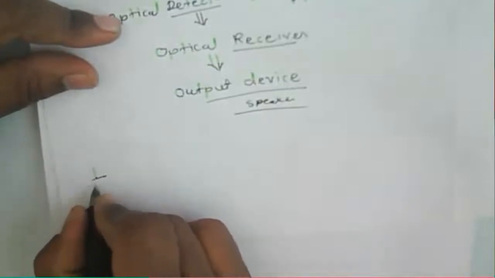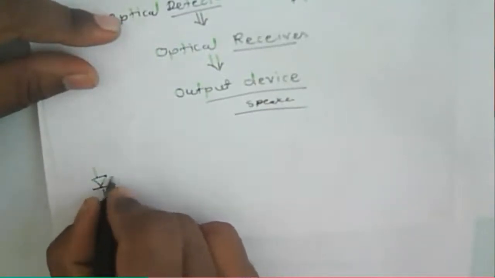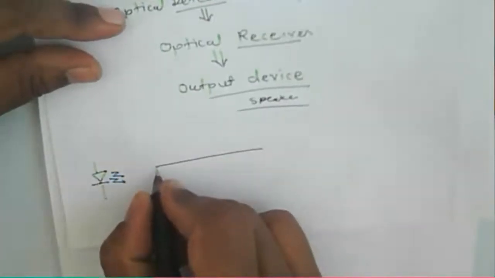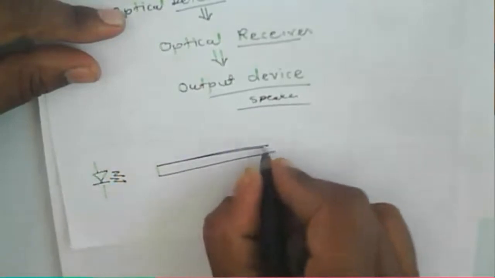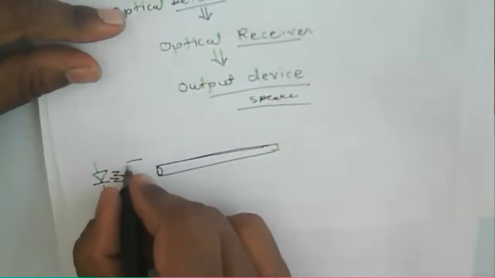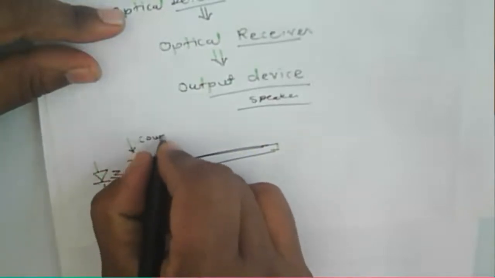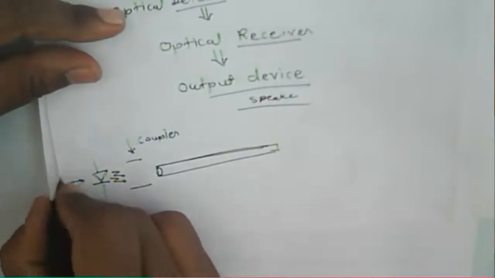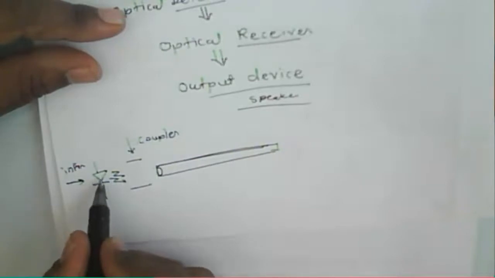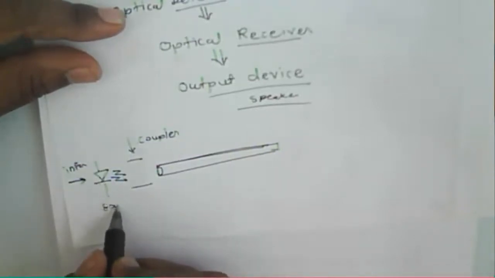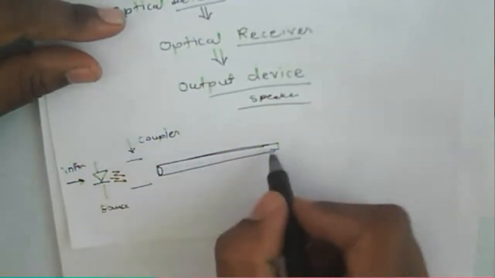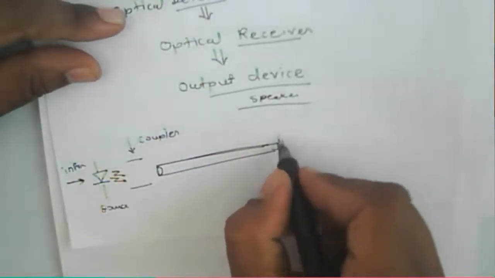So in general, what happens here is we have an optical fiber. This is your optical fiber, and in between we use a coupler. This is your coupler, and the input is nothing but an information source, feeding your light source, that is an LED or laser. Then we have a fiber, coupler, optical fiber.